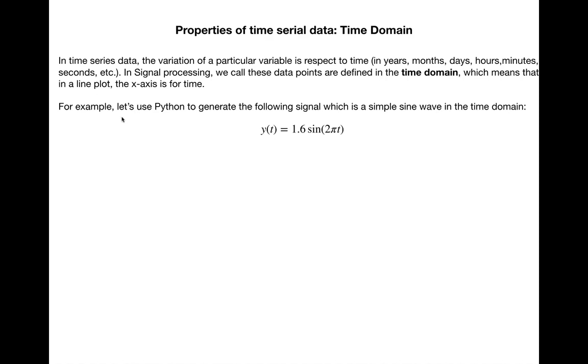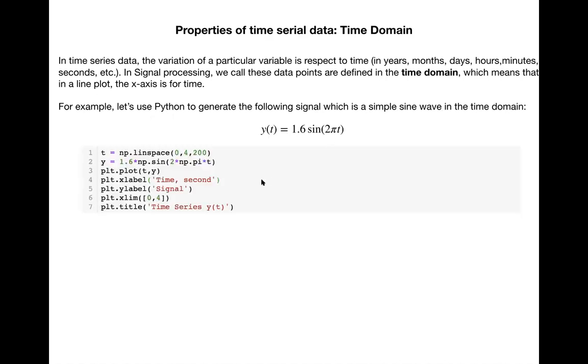For example, let's use Python to generate the following signal. Sometimes I call it a signal because that's what engineers call it, right? So data scientists call these time series and engineers call these signals. This is a simple sine wave in the time domain, so y is a function of t equals 1.6 times sine of 2 pi times t.